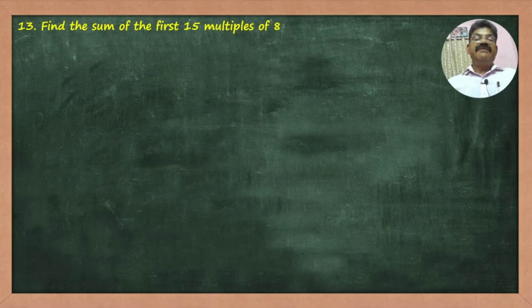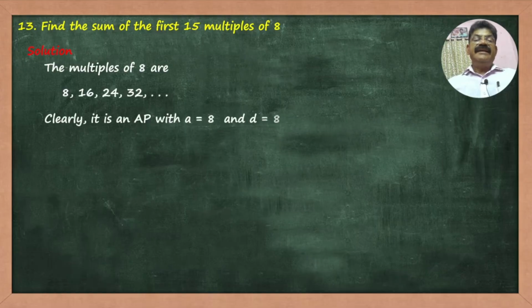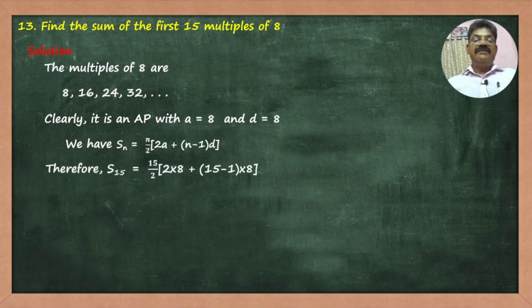Find the sum of the first 15 multiples of 8. The multiples of 8 are 8, 16, 24, 32. Clearly it is an AP with A equal to 8 and D equal to 8. We have Sn is equal to n by 2 into 2a plus n minus 1 into D. Here n is equal to 15. Therefore, S15 is equal to 960. So that is the answer.